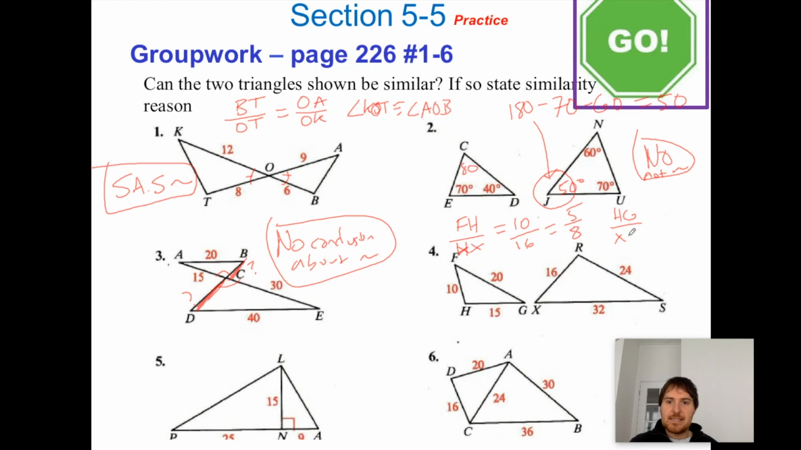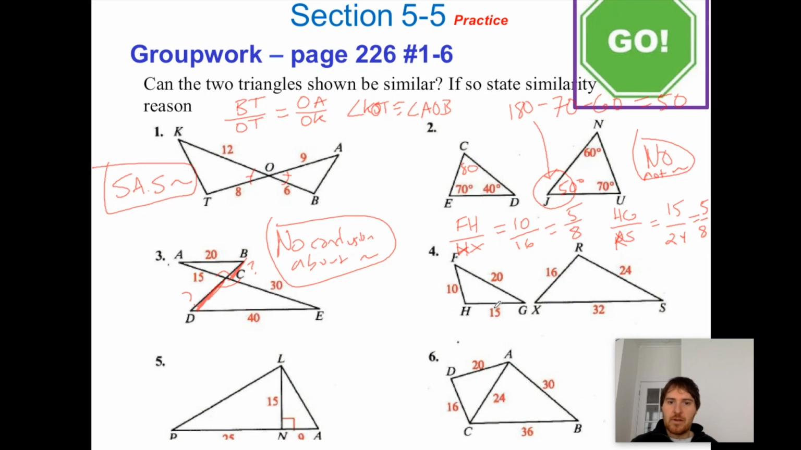Okay, and here we got HG to XS, and this is 15 over 30. So wait, no, hold on. That's the longest side. Sorry, I wanted the middle side. So this is RS. Okay, HG is the middle, so that's the middle length, right? It goes 10, 15, 20. This one goes 16, 24, 32. So this is 15 over 24. And these are both divisible by 3. So this is going to be 5, and 24 divided by 3 is 8. So this is 5/8 too. So that checks out. Last side, is it going to be in a 5:8 ratio?